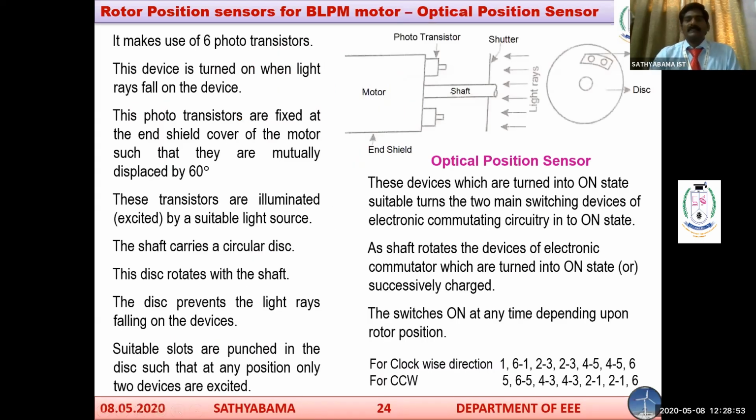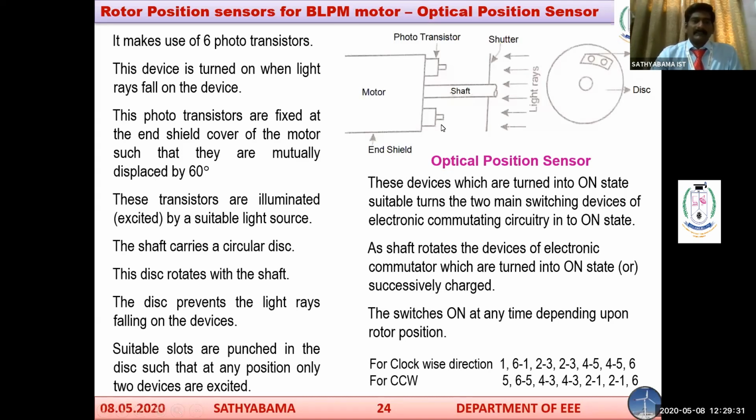The optical position sensor makes use of 6 phototransistors. These 6 phototransistors are displaced at 60 degrees mutually. These phototransistors are fixed at the end shield cover of the motor. These transistors are excited by a suitable light source. When the light source falls on a phototransistor, that transistor is excited, and that gives a signal to the particular semiconductor switch to be turned on or to be turned off.